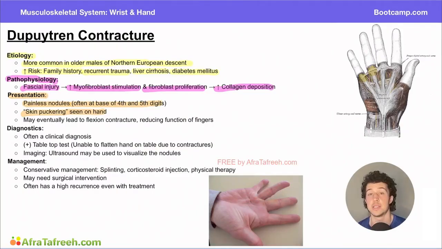And so as this disease progresses, these nodules may eventually lead to a flexion contracture and reduce the function of the fingers as they become increasingly flexed forward and unable to extend. Let's take a second here and think about differential diagnostics that have varying presentations so we can distinguish them.